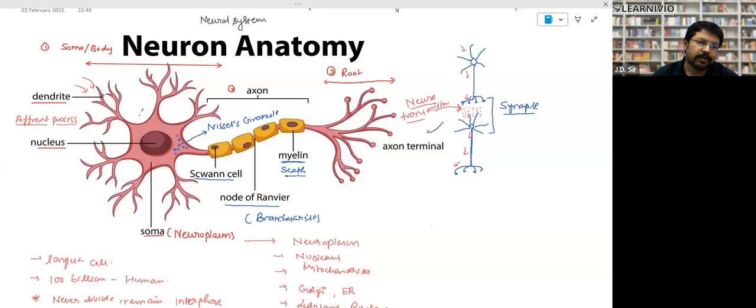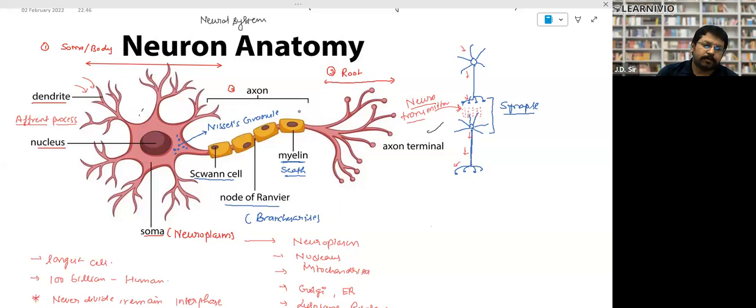Dendrites take the information. And the cytoplasm which is filled inside this neuron is called neuroplasm or nerve plasm, right? So this is neuroplasm. Then there is a large prominent nucleus. There is an initial granule. They are responsible for protein synthesis. I have already told you. This part is called axon.